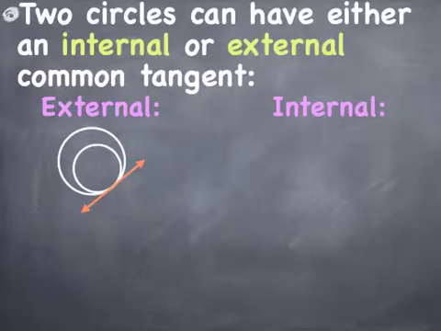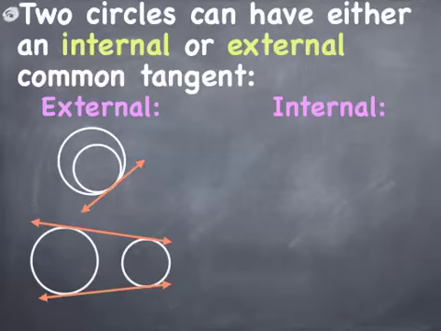tangent to both circles. It's intersecting the circles at the point where the circles intersect. Notice, external, this tangent line is not cutting between the two circles. It's on the exterior of the two circles. And then that would be another example of external tangents. Notice again, these lines aren't cutting in the space between the two circles. It's on the outside. So those would be external tangents.